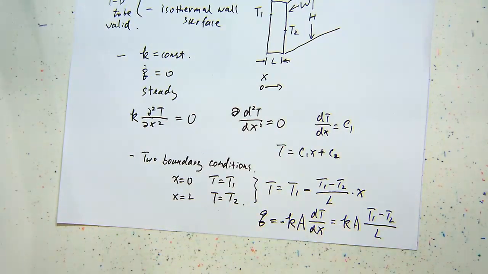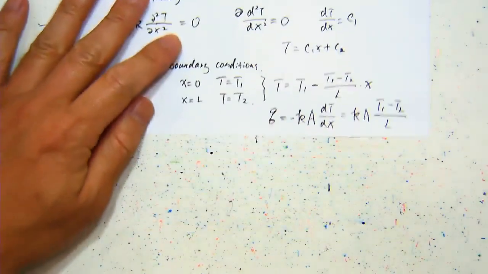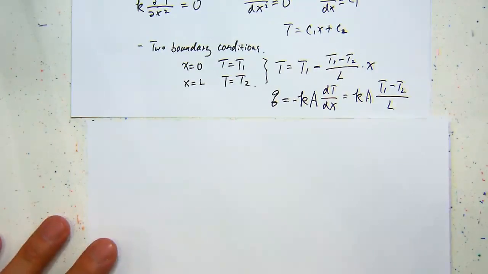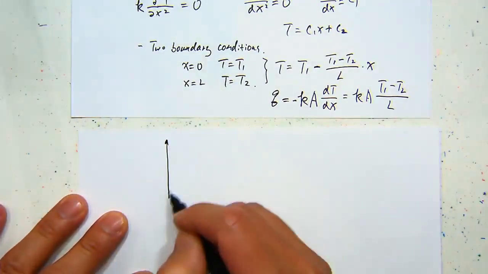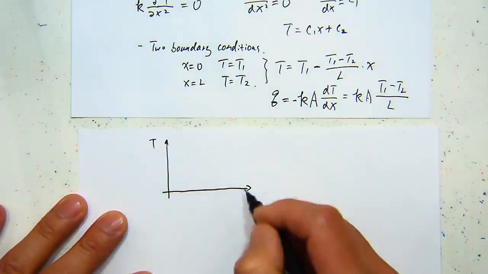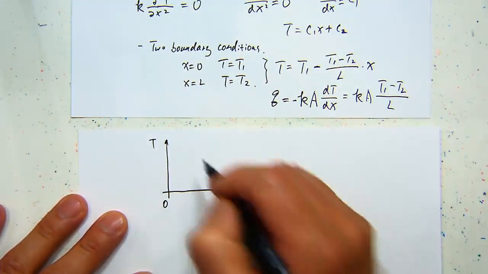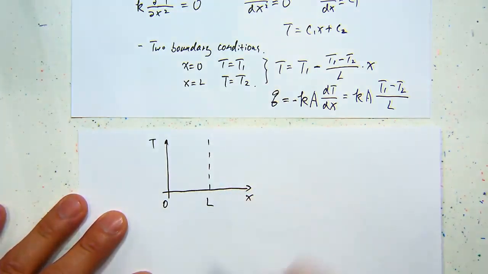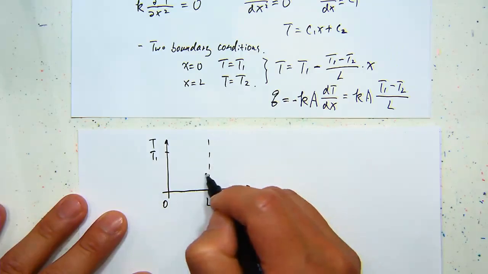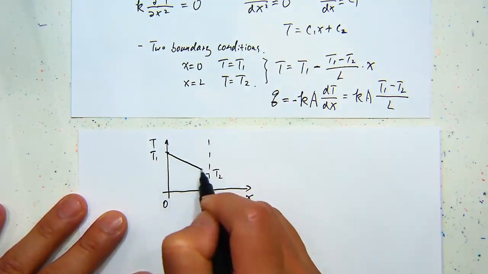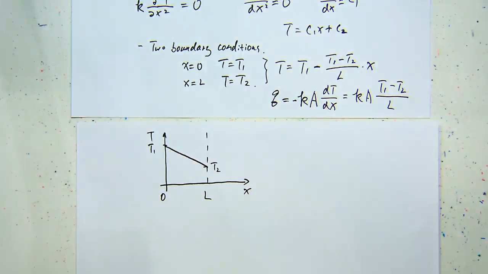So it's going from a differential element to an overall macroscopic element, a macroscopic object. So that's the process. You start by analyzing a local problem, and then you can solve a global problem. So if we draw the temperature distribution, that should be straightforward. From 0 to L, with T1 and T2, that gives us a straight line.